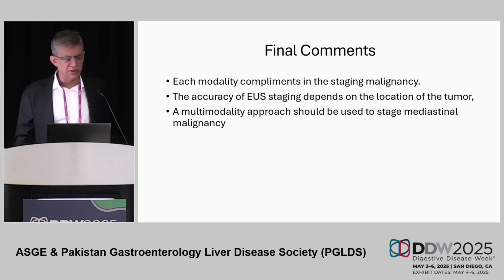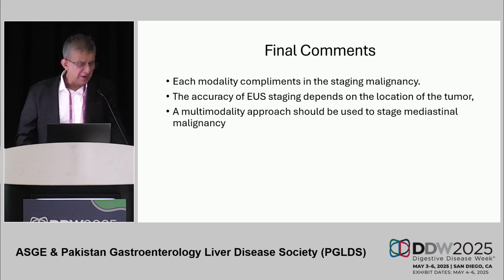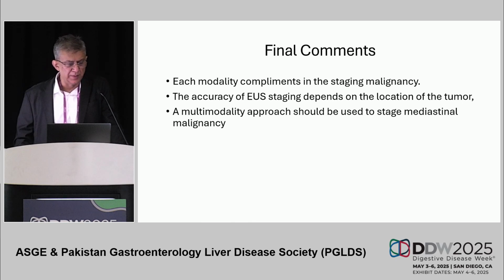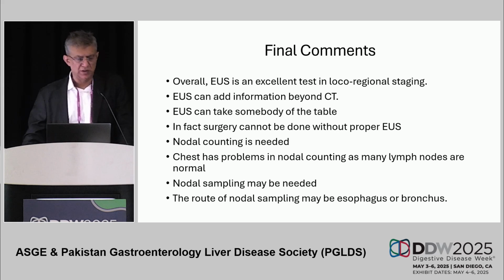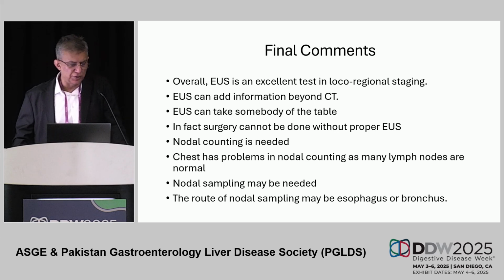So the final comments I would say: each modality complements in the staging of malignancy, and the accuracy of EUS depends on the location of tumor. A multimodality approach should be used to stage a mediastinal malignancy, and we should be looking to do FNAC wherever it is possible by mediastinal endoscopic ultrasound. EUS is an excellent tool in locoregional staging, can add information beyond CT, and we can take somebody off the table. Unnecessary surgery can be avoided, and I would go on to say surgery cannot be done without EUS.